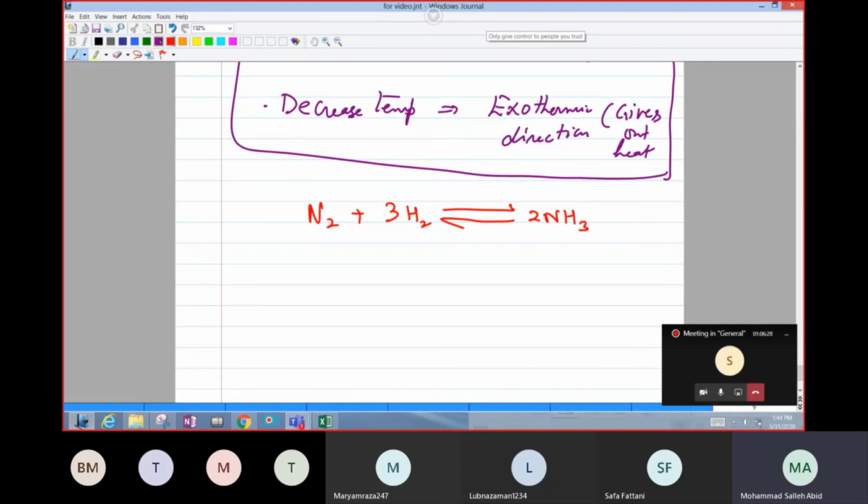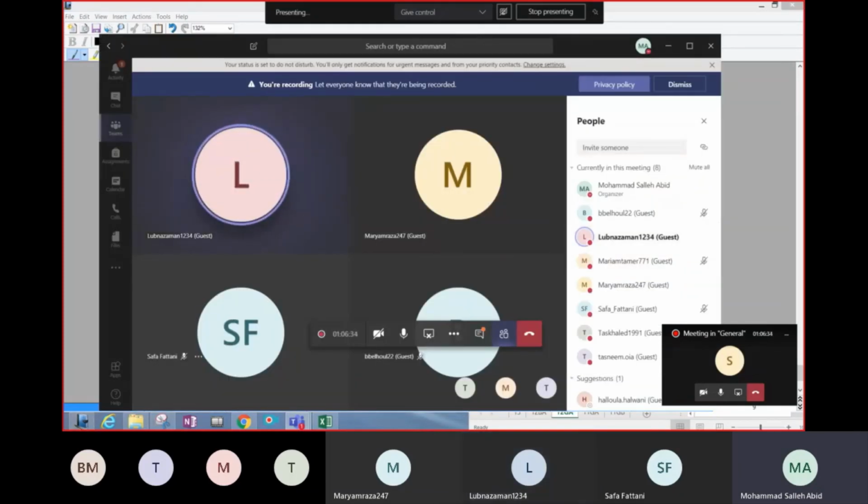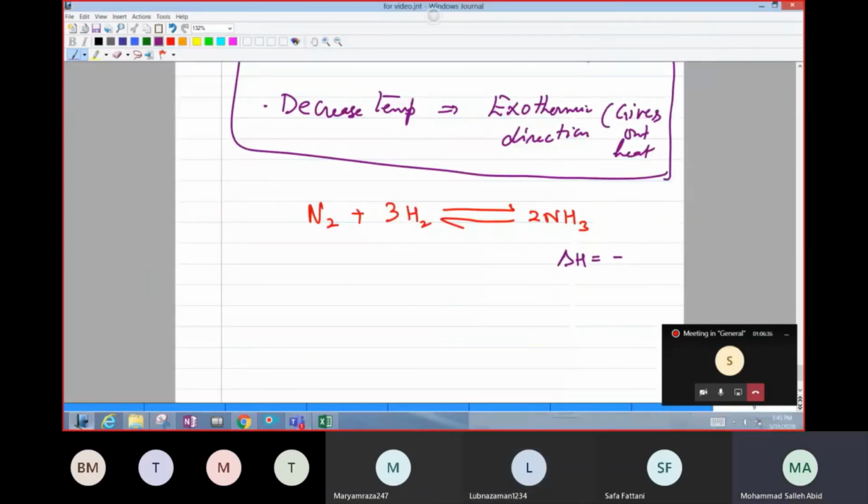One way is they may write over here delta H is minus, let us say, 413 kilojoules per mole. Now this negative sign means exothermic. This is always for forward, always. So when they give you the value, that value is always for the forward. Is this clear?